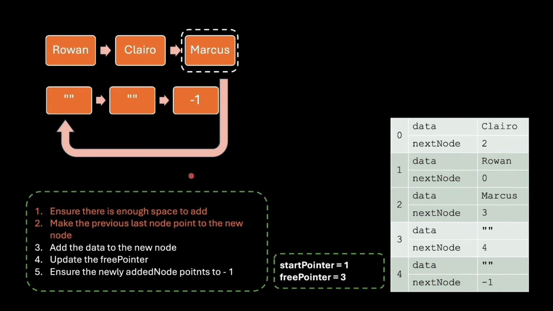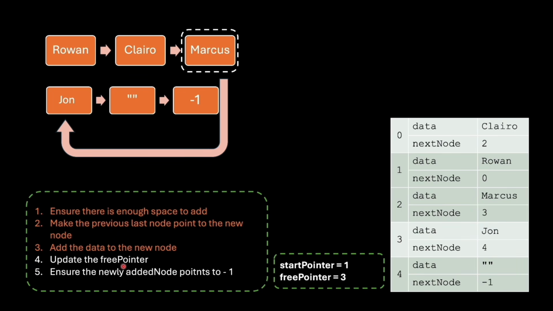Now we can add the data we want to add in our first unused node. We can add John here. Oh yeah, by the way, I hope you noticed that Marcus was previously pointing to -1, which indicates that Marcus is the last node, but now Marcus is pointing to index 3, which is the index of our new node. And now, after we have added the data we wanted to add in our first unused node, we have to update the data here. So we have to put John here.